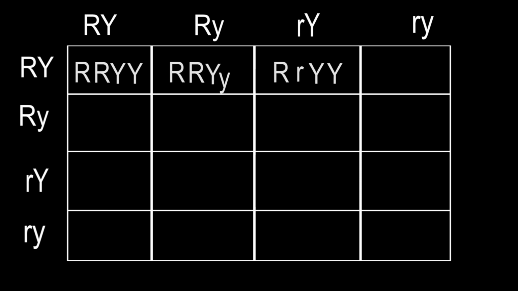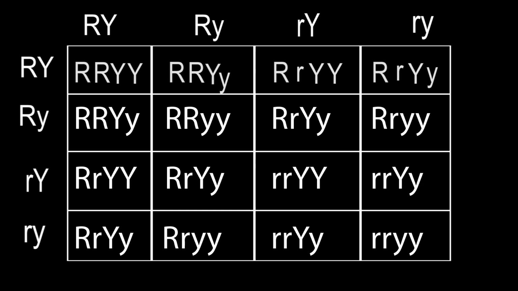Now let's combine this. In the first box, capital R will combine with capital R, and capital Y, capital Y. Then capital R, capital Y, small y. Then capital R, small r, capital Y, capital Y. And again capital R, small r, capital Y, small y. In this way we can fill all the boxes. Now what do you observe here? Here we can see 9 combinations have the same genotype, 3 combinations have the same, 3 again have the same, and 1 is the different one.